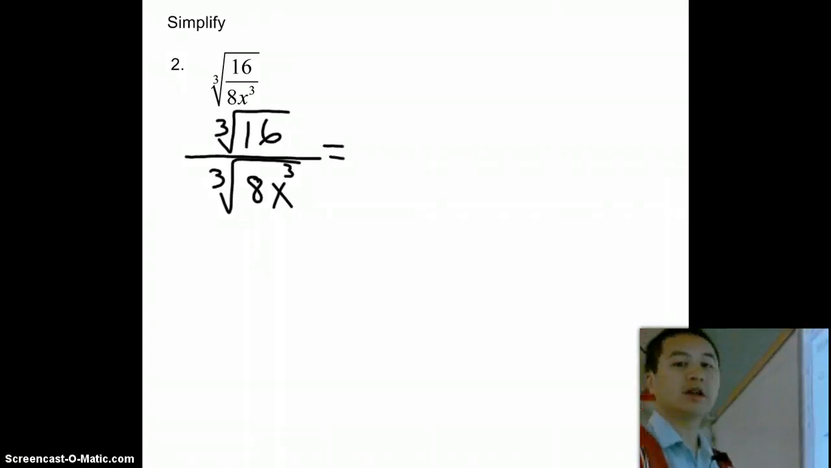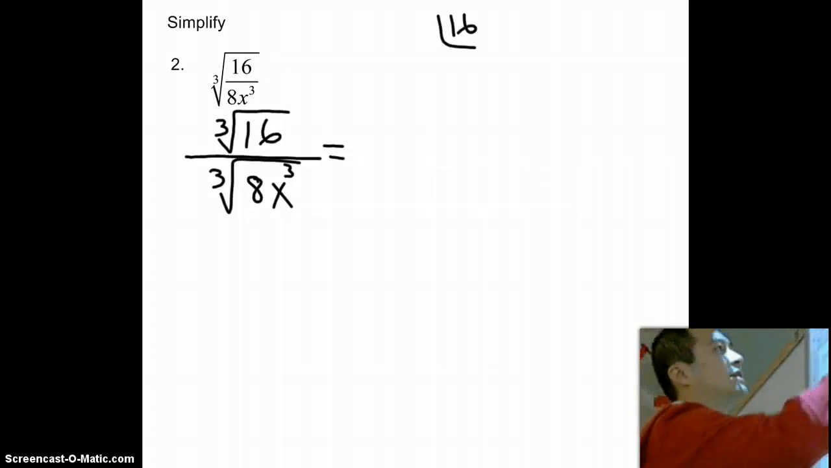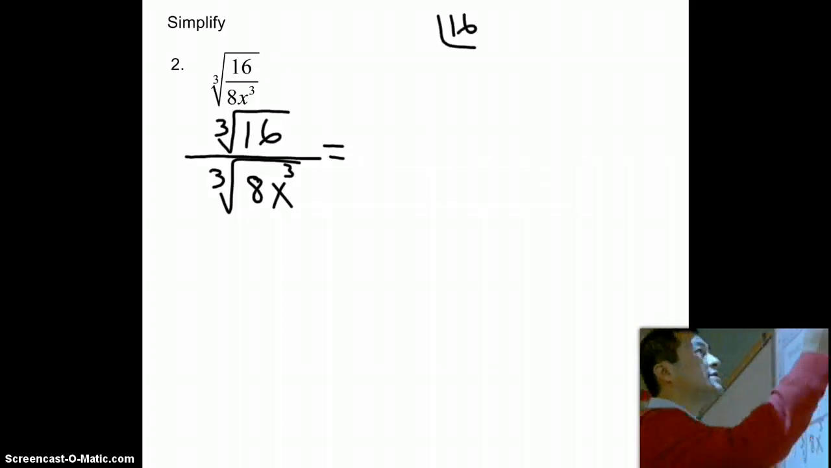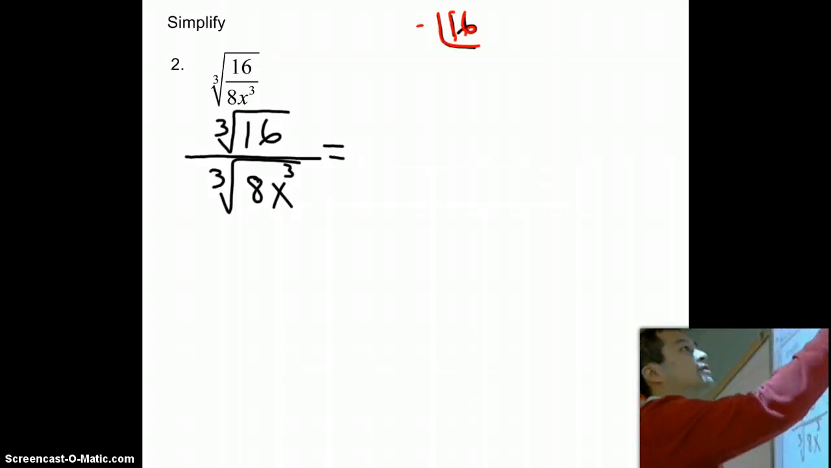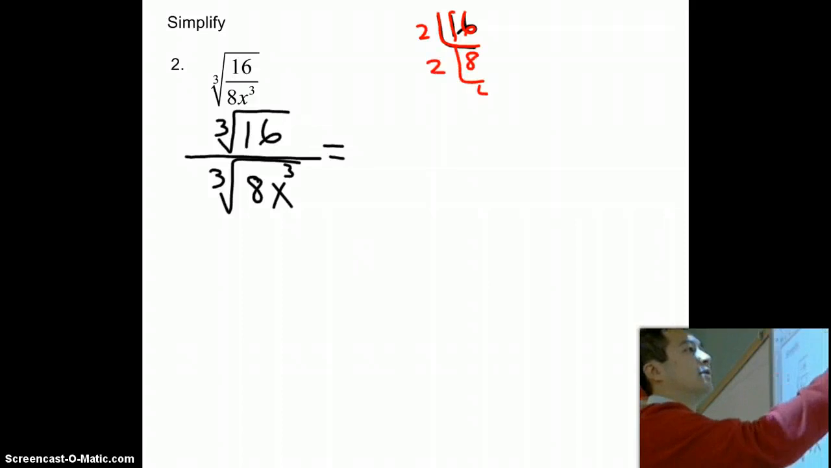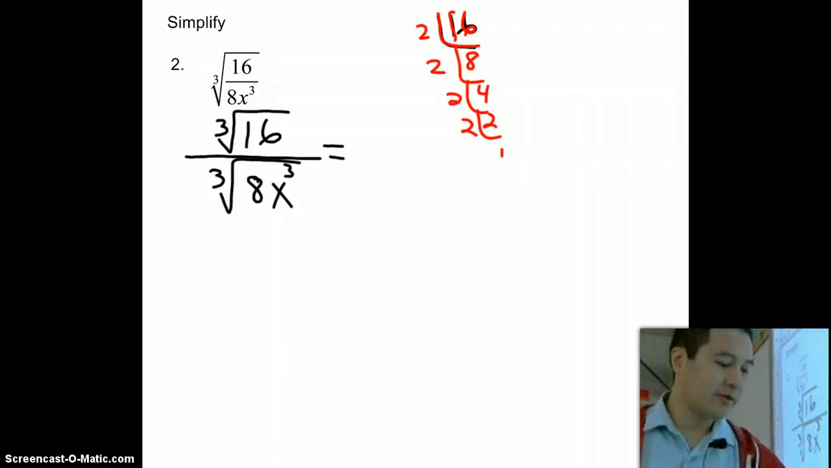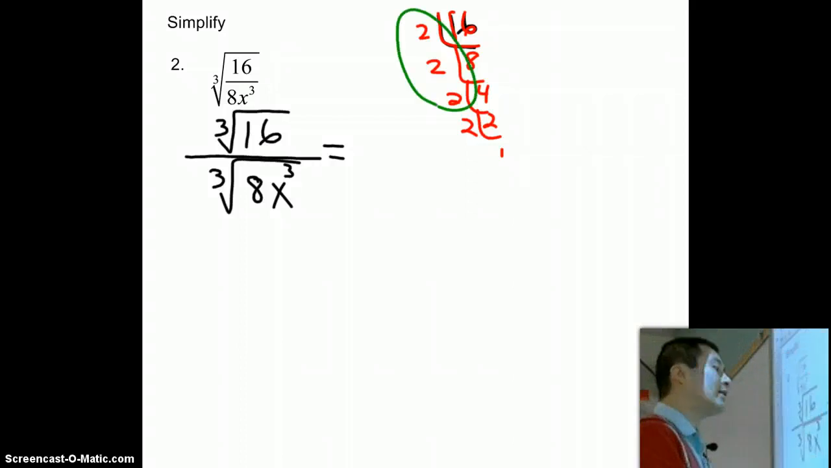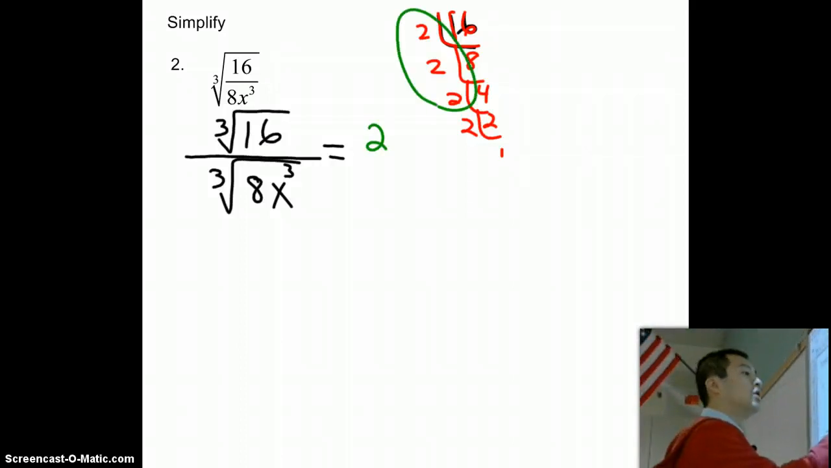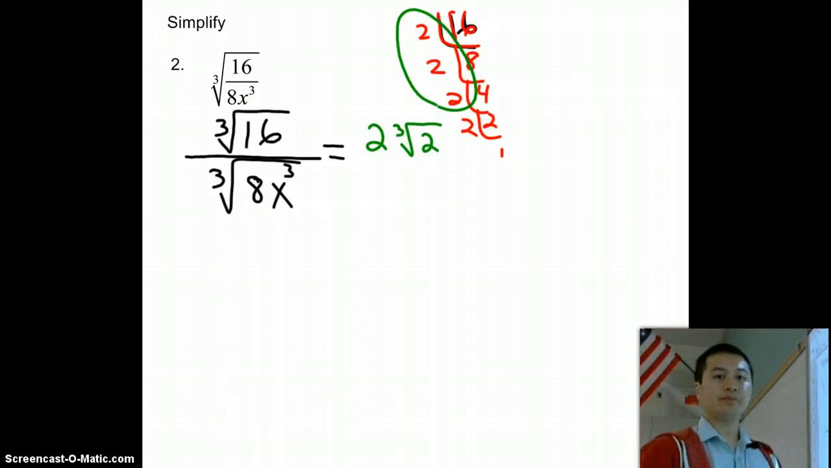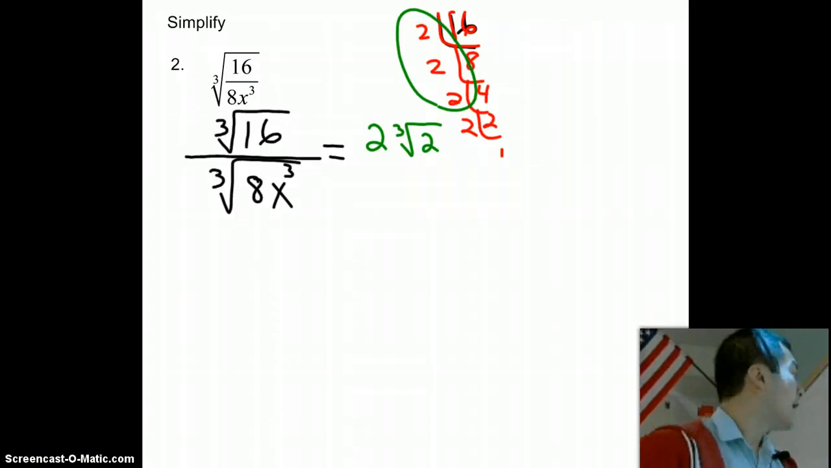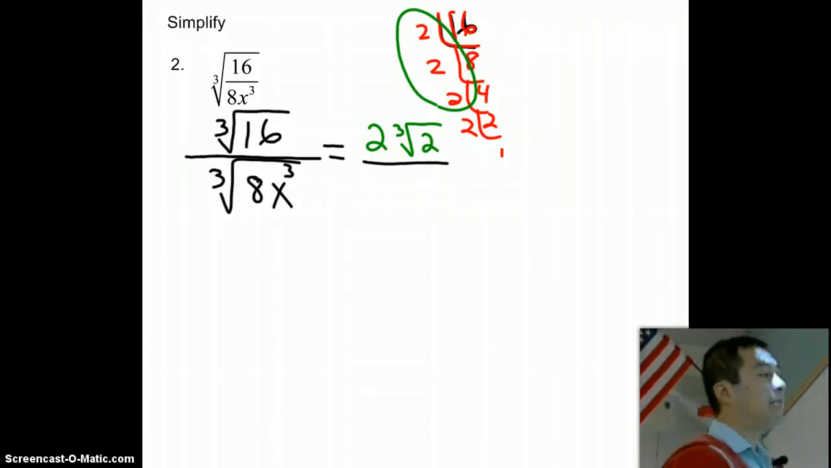Let's do the top. What's the cube root of 16? I'm not sure, I can't think of anything, so I'm going to break it down. 16, what goes into 16? Prime numbers only. 2 times 8, 2 times 4, 2 times 2, 2 times 1. I want sets of 3s. I see a set of 3 right there. That means 2 on the outside with the 2 left on the inside, cube root. Top, done? Good. Now the bottom.